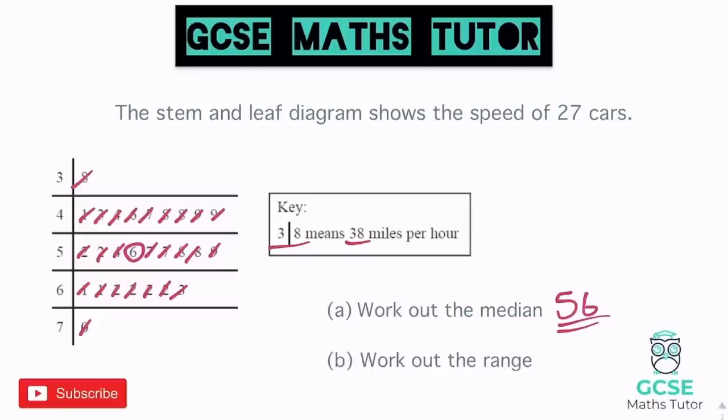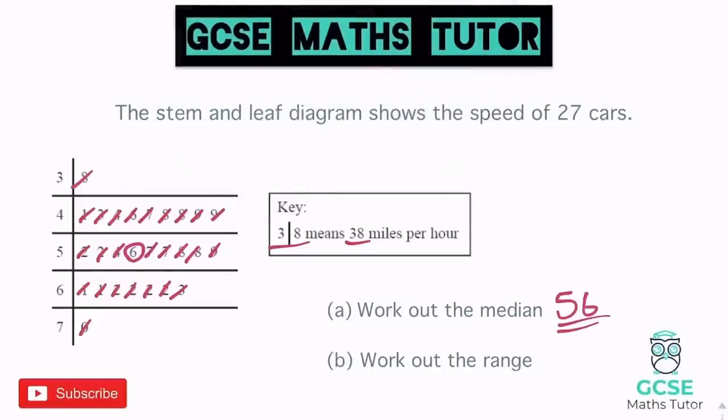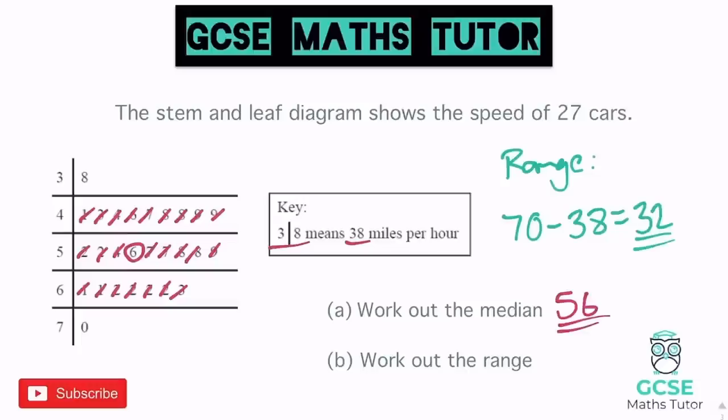Working out the range, we want to look at which one's the smallest and which one's the biggest. Let's have a look. If I get rid of some of my lines here, the smallest number there is 38, the biggest is 70. So to work out the range, which I'll do up here, the range will just be 70 the biggest, take away 38 the smallest, which is 32 as my range there. Again, there's median and range from a stem and leaf.